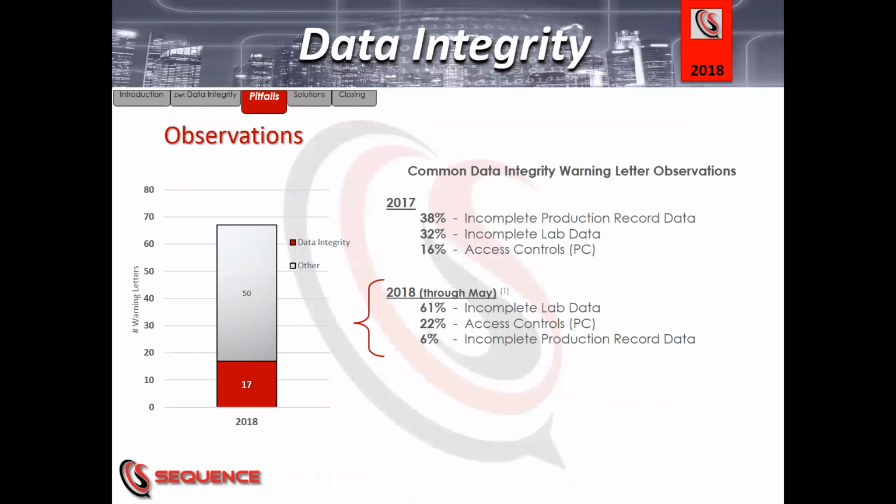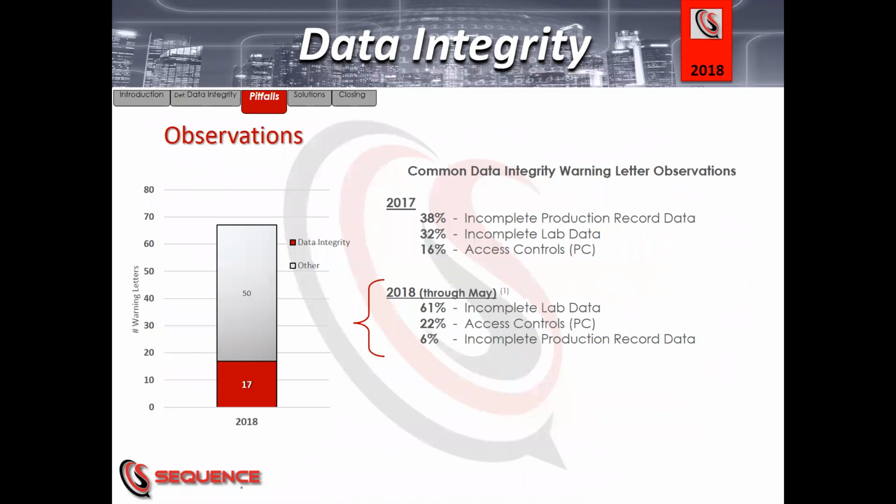Okay, delving into 2017, 2018 a little bit more. Of course, your next question is, okay, there's a bunch of warning letters. Well, what type of observations are you seeing in those warning letters that deal with data integrity? Let's look at that. 2017, 38% of the observations were around incomplete production record data, 32% incomplete lab data, and 16% access controls. And I have PC, as in personal computer, any type of computer system there.